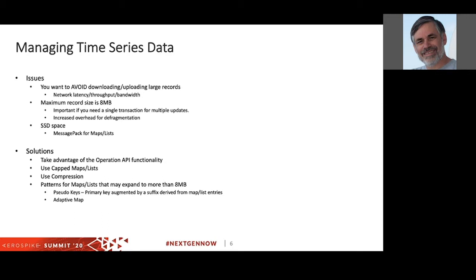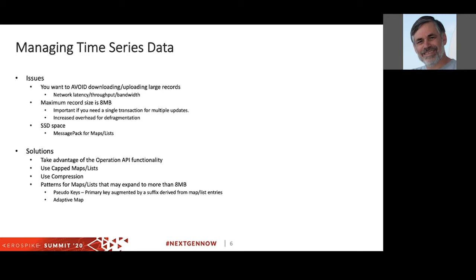Another possibility is to use a capped map or list. A capped map or list means that you've set a limit, and once you hit the limit, at the same time you add an item to the map or list, you prune an item from the map or list to keep it at that cap. You can use the operation API functionality to perform both within the same API call, all on the server. For non-maps and lists, compression, which is an option that we provide now, can save significant space in storage.